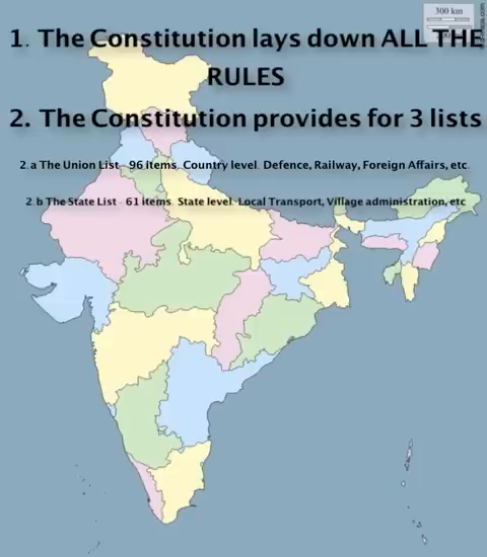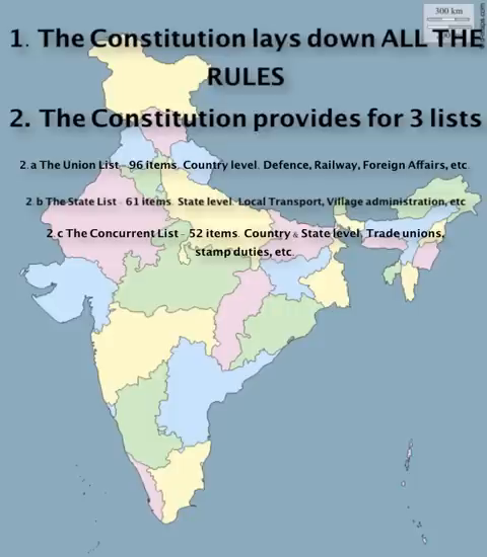The second is the state list, which consists of 61 items. These are issues which are more localized to a state: law and order, police forces, local transport, village administration, etc. And lastly, the concurrent list, which consists of 52 items. As the name suggests, these are matters which are in scope both at the union as well as the state level. Trade union, stamp duties, marriage, divorces, so on and so forth.